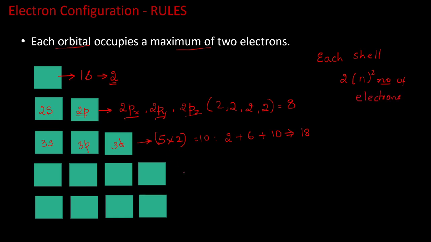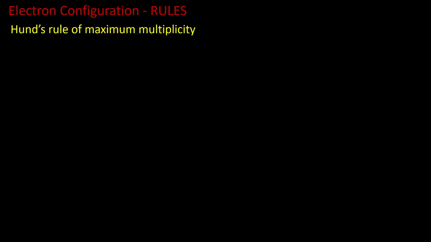So in this fourth shell, you can see that it can occupy 32 electrons. Yes, so that is a basic rule again that we see for electrons to occupy in an atom. Let's go further and talk about one more rule that is followed by the electrons, which is called Hund's rule of maximum multiplicity.